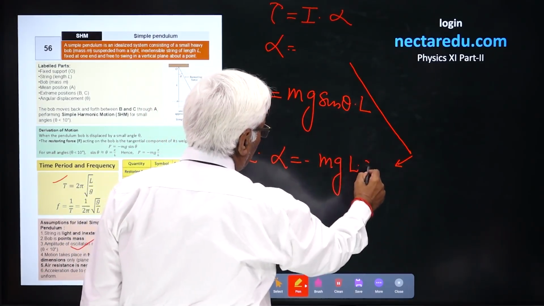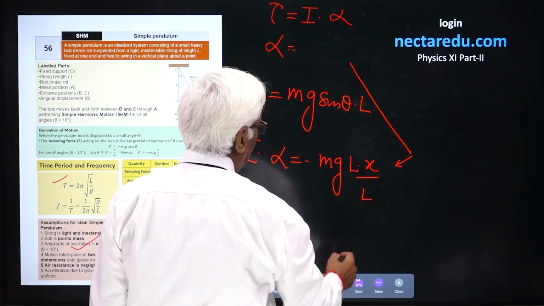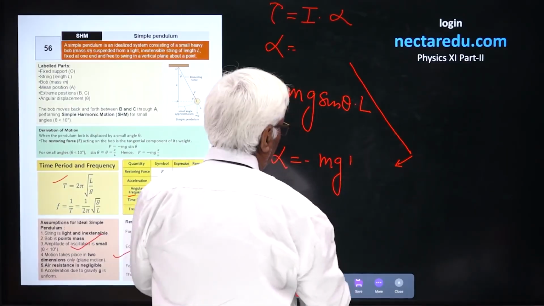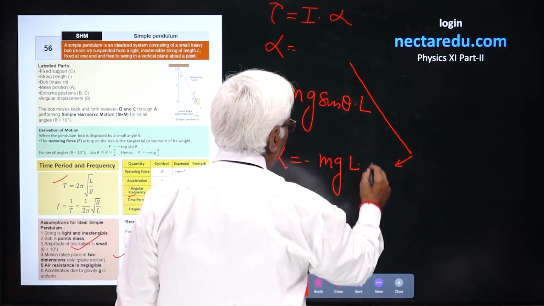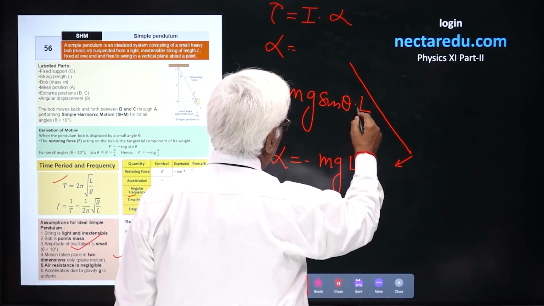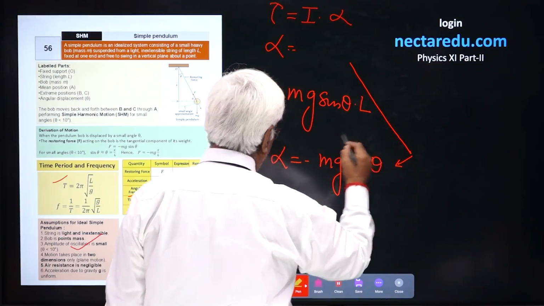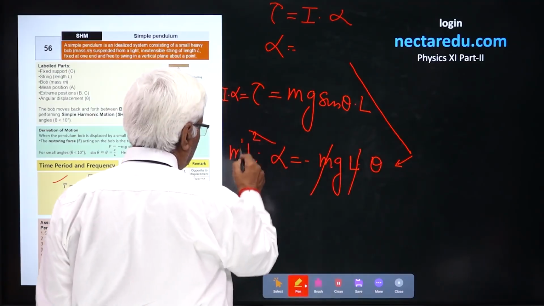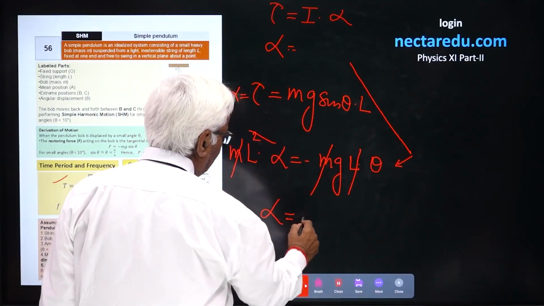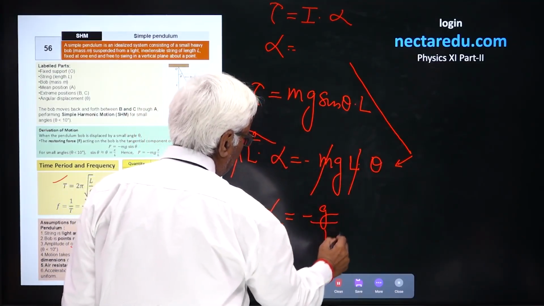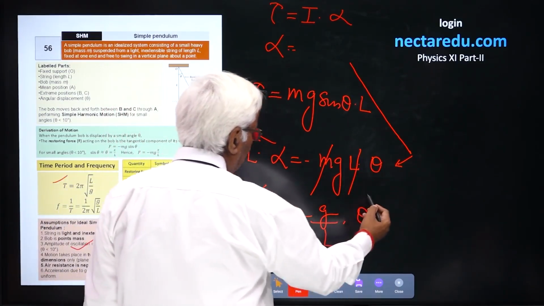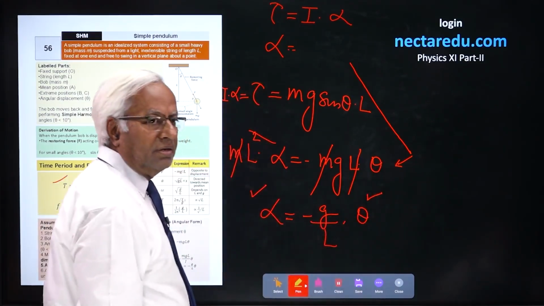Sin theta is going to be x upon L. But if you want to retain theta, then don't replace it. You want the whole thing in the form of angle, so sin theta will be retained as theta. You could take m and L common on both sides. Alpha, you finally get, is minus g upon L theta. This is again angular acceleration and angular displacement.